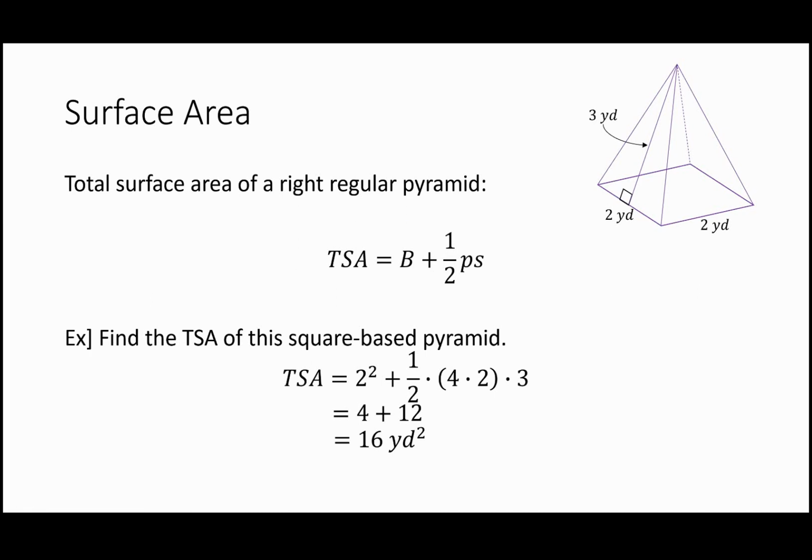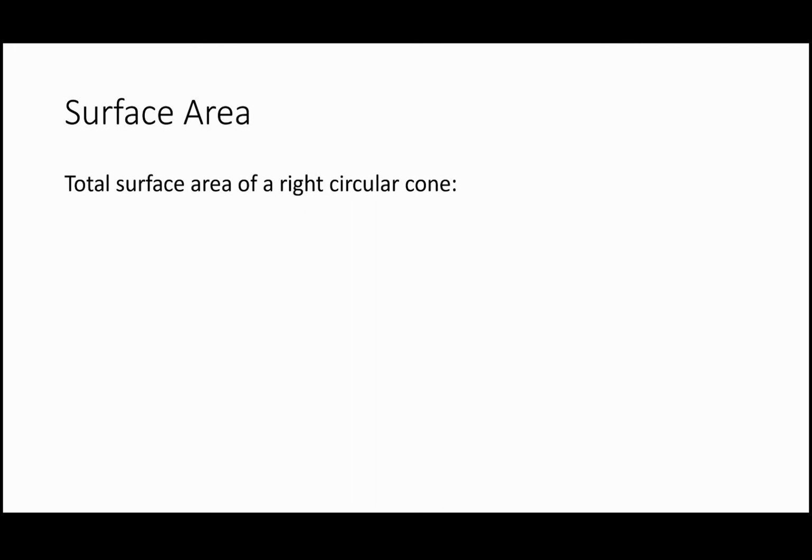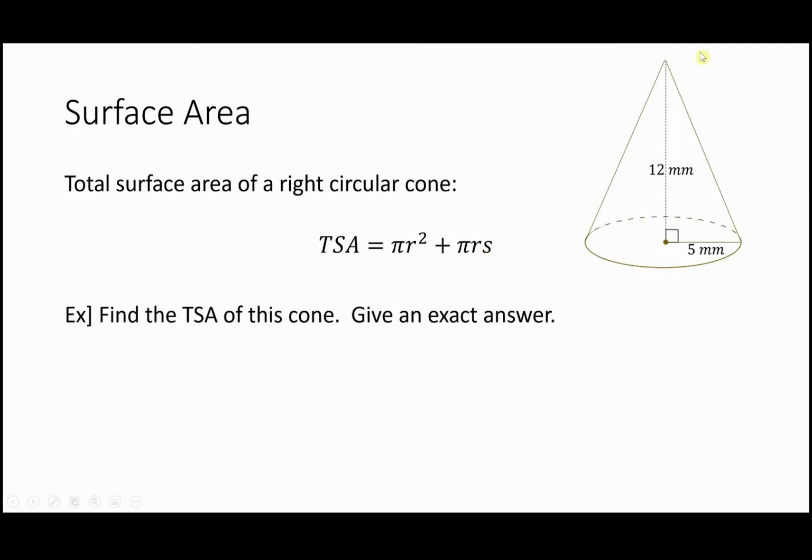Okay, moving on to the next example. Let's find the total surface area of a right circular cone. The general formula will be as follows: area of the base plus the area of the lateral surface, which is pi r times the slant height. So pi times the radius times the slant height, that gives you that lateral surface. So find the total surface area of this cone, give an exact answer.